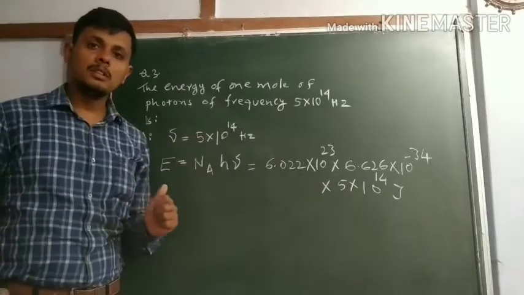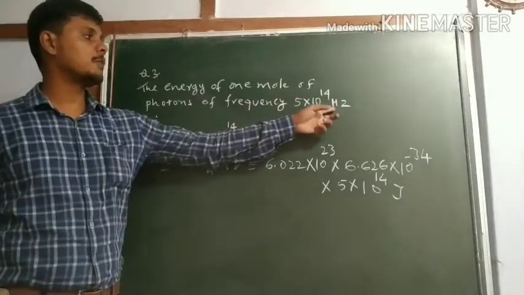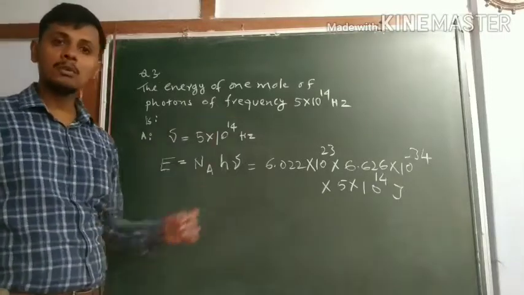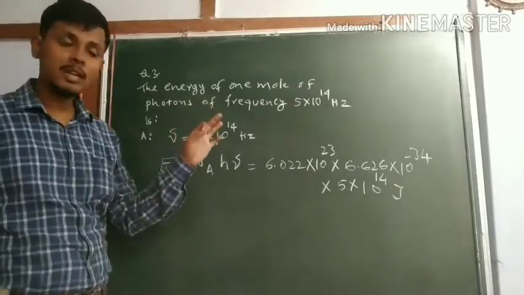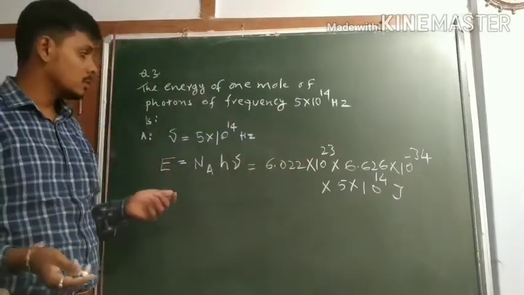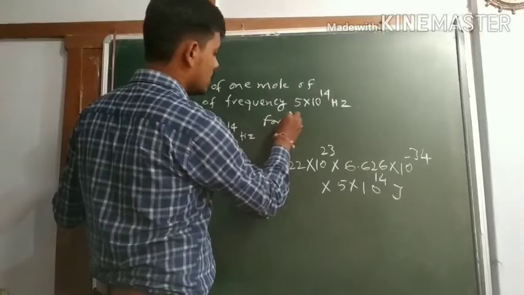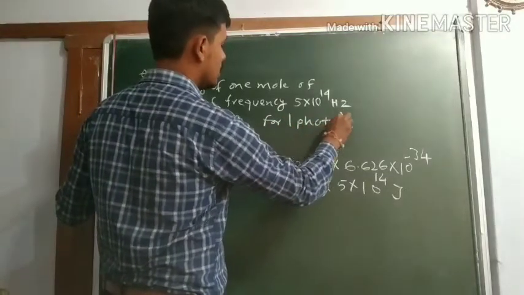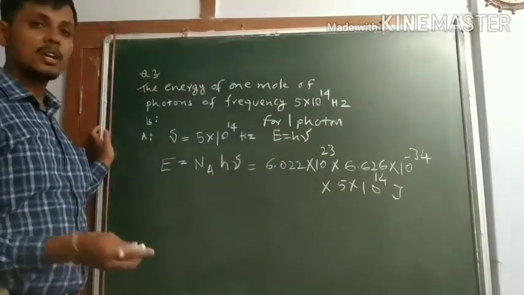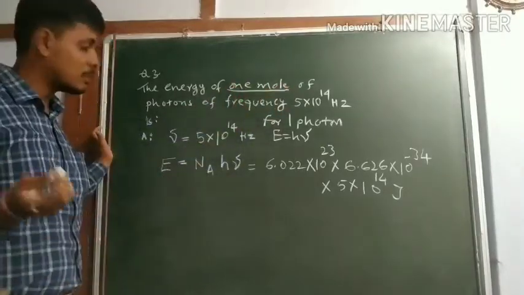In the next question, it is asked the energy of 1 mole of photons of frequency 5 into 10 to the power 14 hertz is. So 1 mole of photons diya ase, frequency to 5 into 10 to the power 14 hertz, energy kiman. So for one photon E equals to h nu. Tejole Avogadro's number of photons karone energy kiman. So 1 mole of photons mane Avogadro's number of photons.